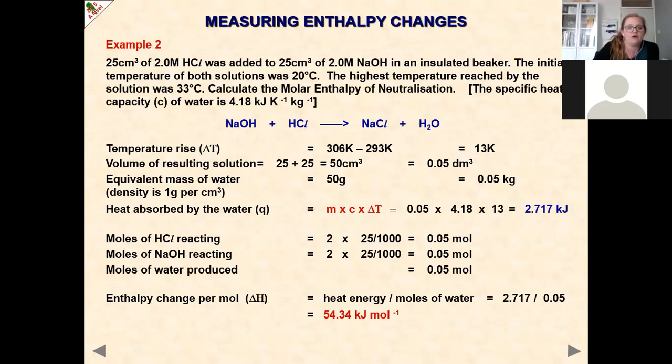Then we need to do the next part. So our moles of hydrochloric acid reacting is 2. So we're going to do 2 times 25 divided by 1,000, which would give us 0.05 moles. Same for sodium hydroxide. So moles of water produced would be 0.05. Enthalpy change per mole: we're going to do our heat energy divided by our moles of water, which then gives us 54.34 kilojoules per mole, which again is an endothermic reaction.